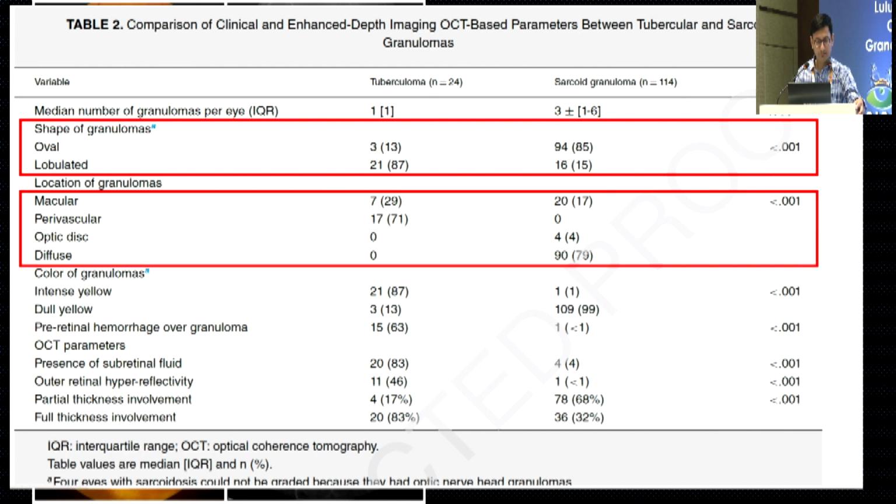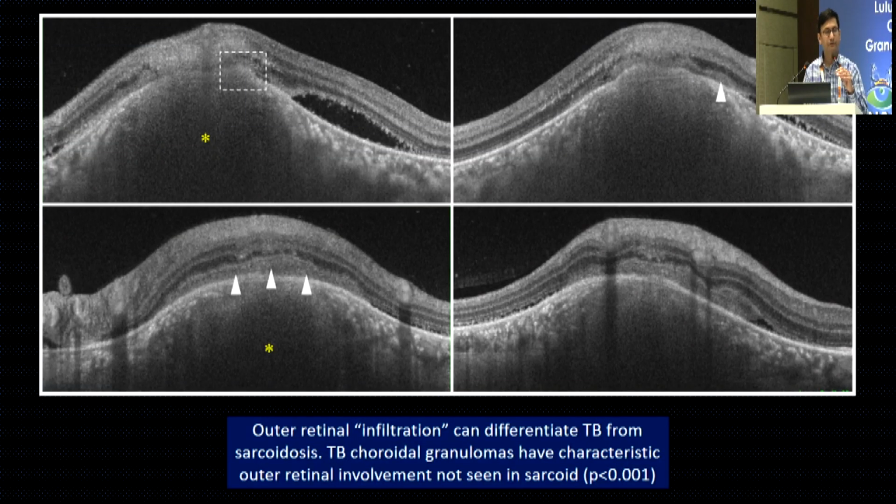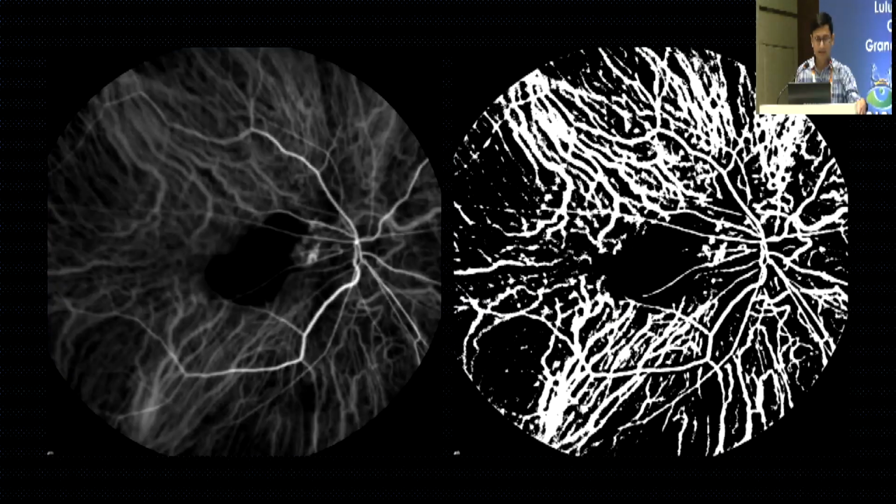So moving on from the TB and sarcoid, here, an important feature on the OCT that you can see differentiating TB and sarcoid is outer retinal infiltration. So here you can make out that in this patient you have some kind of an RPE focal elevation, and you have this outer retinal infiltration. This outer retinal infiltration is quite characteristic of TB. So you could use it as a clinical sign to differentiate TB versus sarcoid. Sarcoid granulomas do not have an outer retinal infiltration, and that could be a good clinical sign.